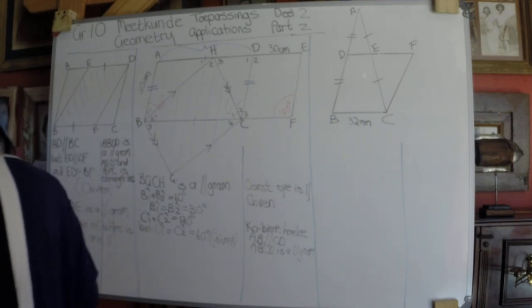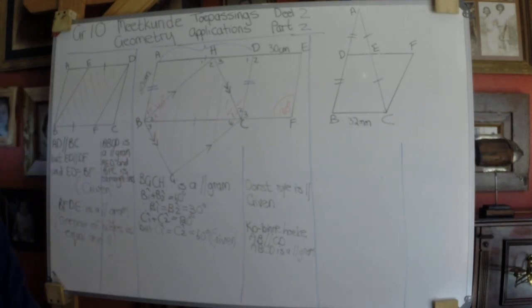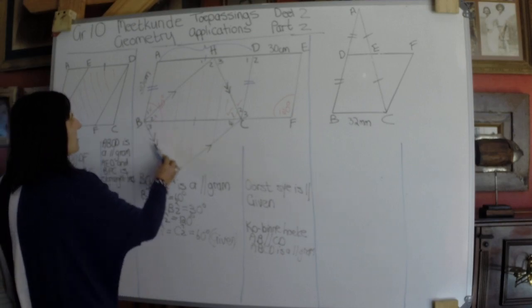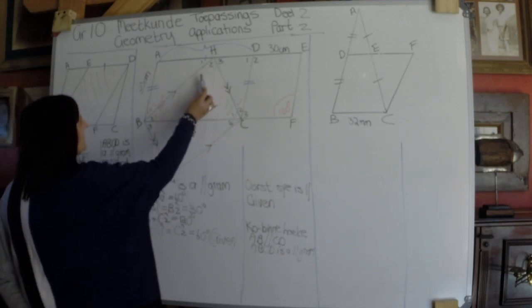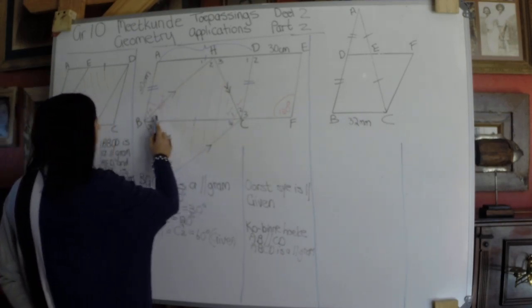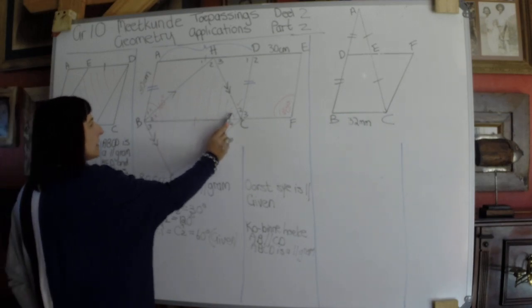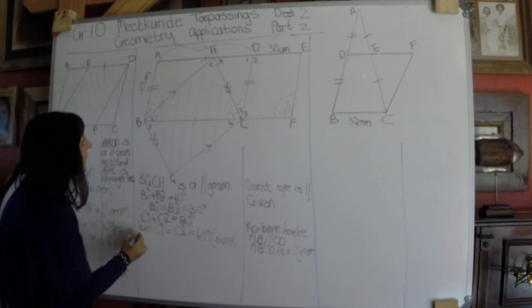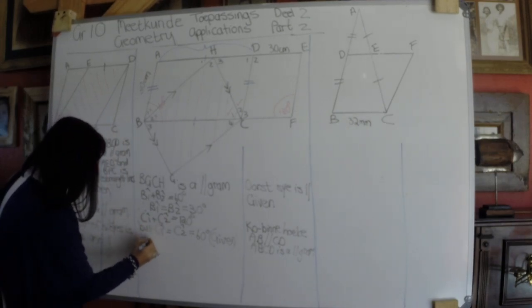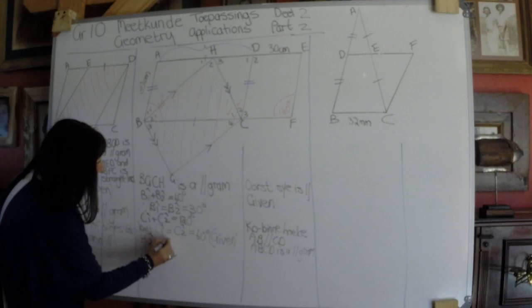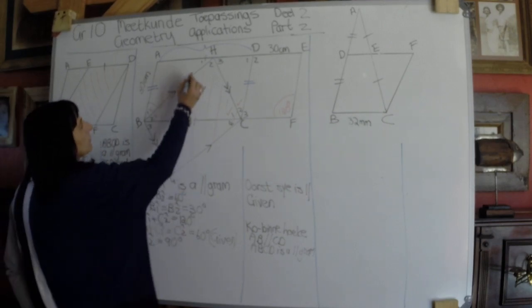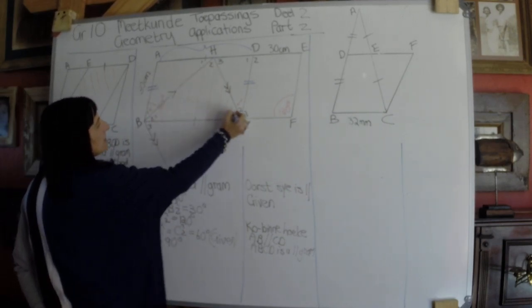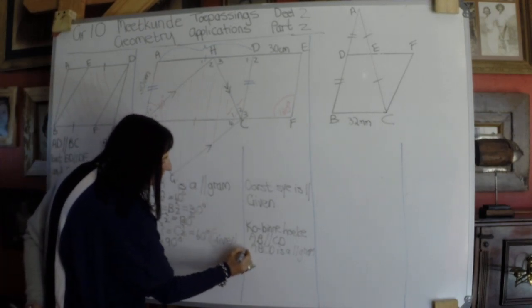A, B, C, D, B. Okay. That's a parallelogram, but we can also see in this triangle, if that angle is 30 and that angle is 60, then H2 must equal 90 degrees. H2 moet 90 grade wees, want dit is binne hoeke van 'n driehoek.